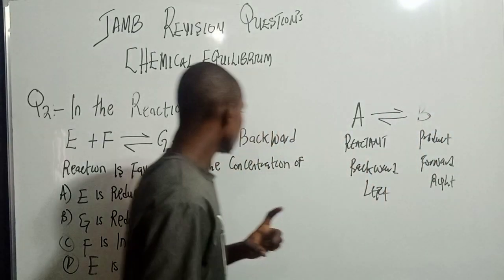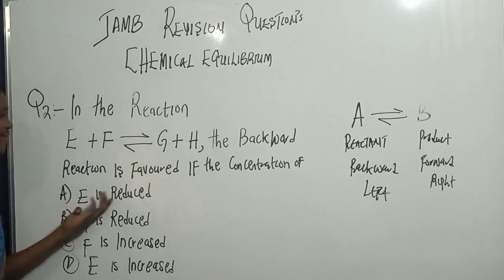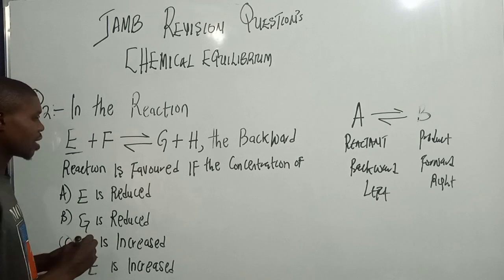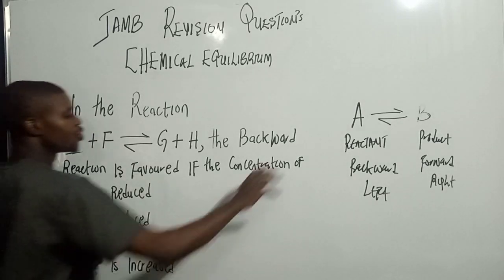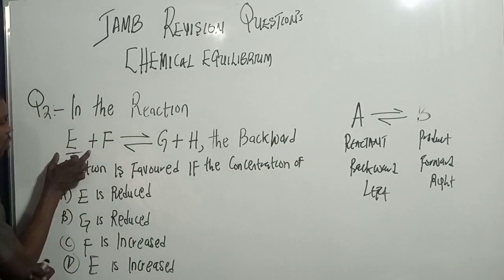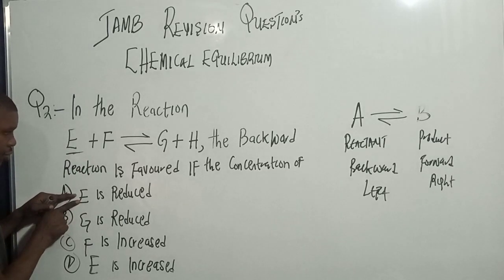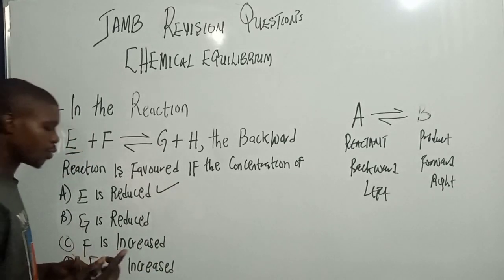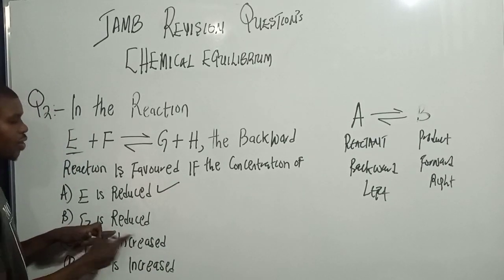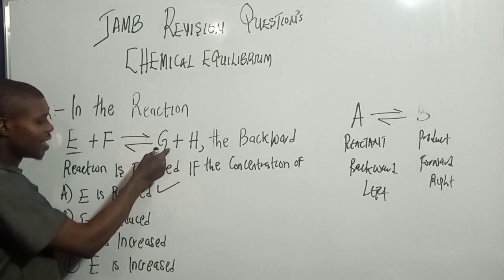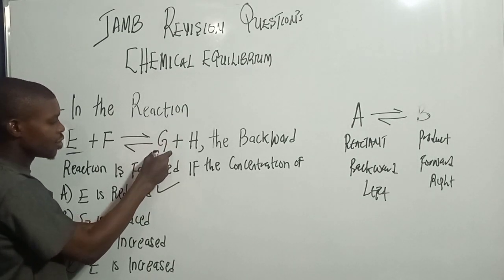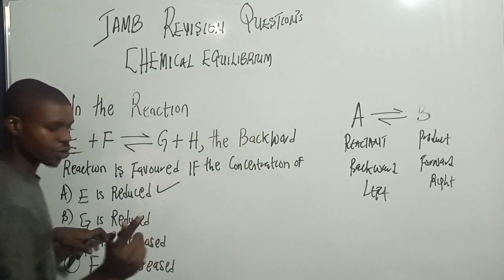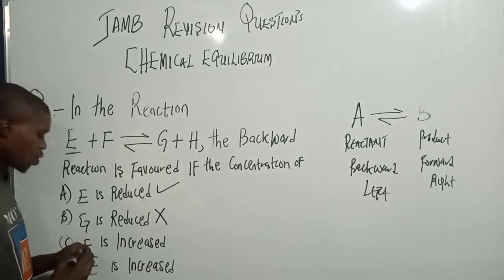Products. Do you understand? So let's consider E is reduced. E is what? Reduced. E is a reactant. Do you get? So like what I say, is that you reduce the reactant side, and E is one of the reactants here. So E is reduced, which is okay. Now this one is correct. It is one of the correct options. G is reduced. If you reduce G, that is you reduce the product side, it favors the forward reaction. So it's not correct.